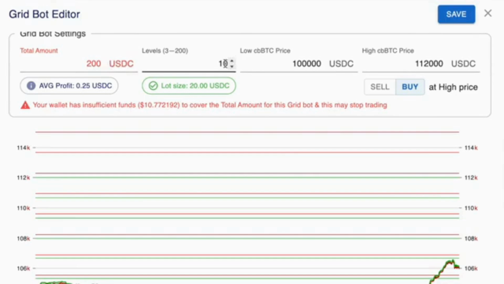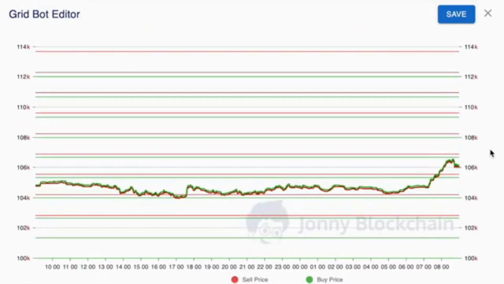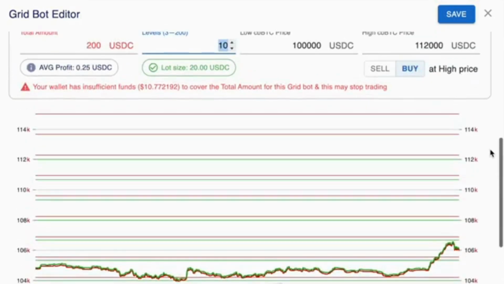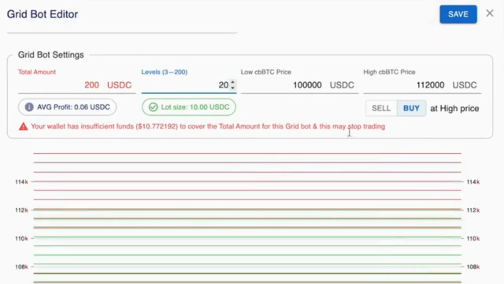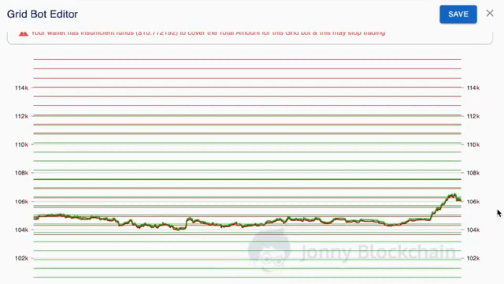But coming to the lots, at the moment the default setting says 10, so that means there'd be 10 buys and 10 sells on the grid. Each buy will be for $20. Now the more grids you have, the more lines on the grid, the more chance you've got of picking up profit. The minimum lot size is $10. So you could put in here 20 if you wanted to, and that would create more lines on the grid, which gives a lot more buying opportunity and a lot more selling opportunity.